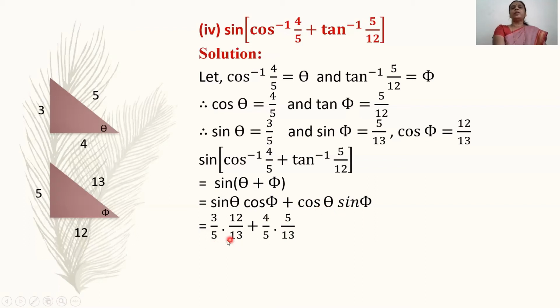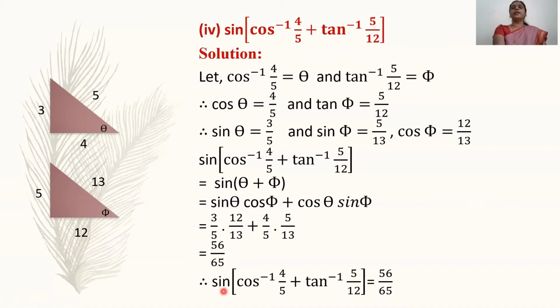Now see here, the denominator is 13 into 5, that is 65. The denominator is common to both, therefore here will be the addition of numerators. 12 into 3 is 36, plus this 4 into 5, 20. 36 plus 20 will be 56. Therefore, in the next step, you write down 56 divided by 65. In this way, we have got the value of the given function. Therefore, write down sin in the bracket cos inverse 4 by 5 plus tan inverse 5 by 12 is equal to 56 divided by 65.